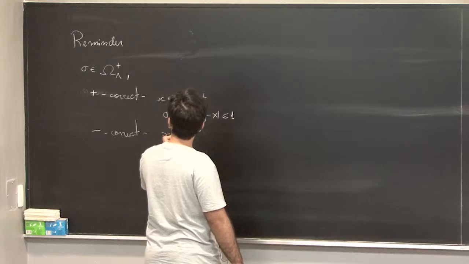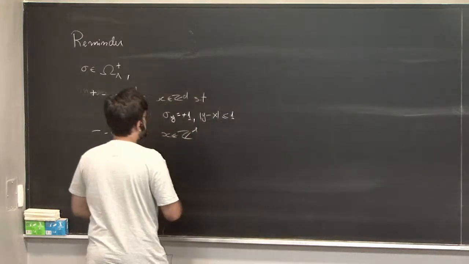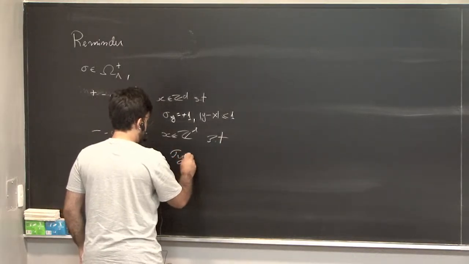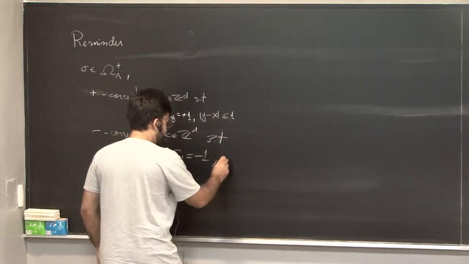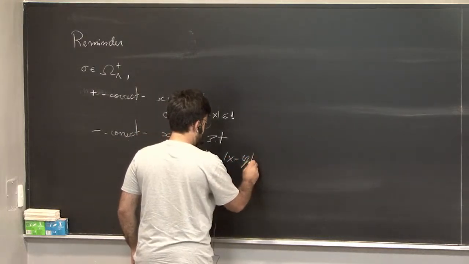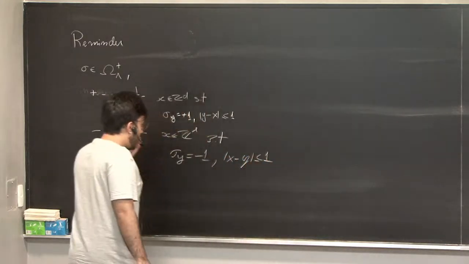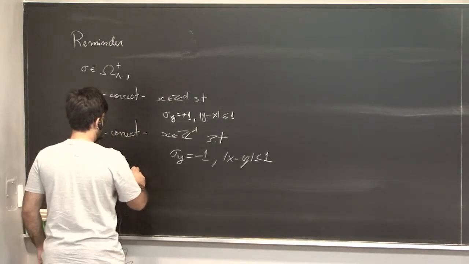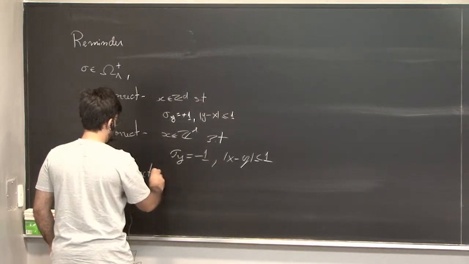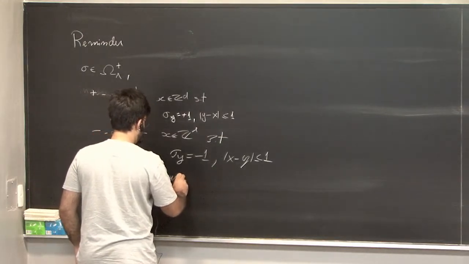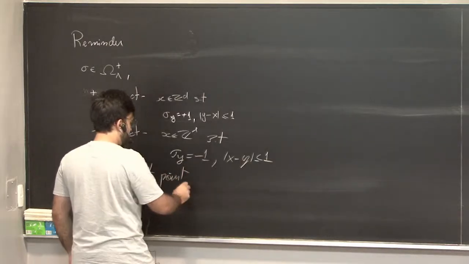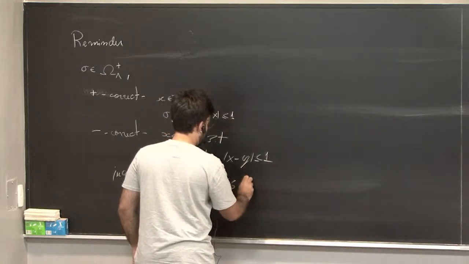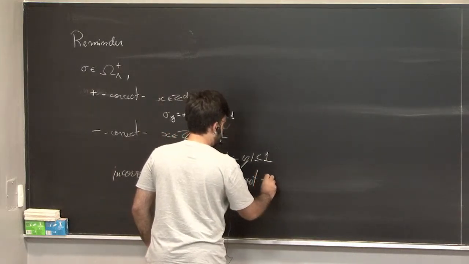So x in Z^d such that sigma y equals -1 for |x - y| not greater than 1. Okay, and there was the definition of incorrect point. And an incorrect point was a point that's not plus or minus correct.